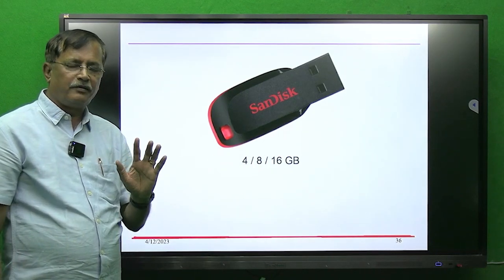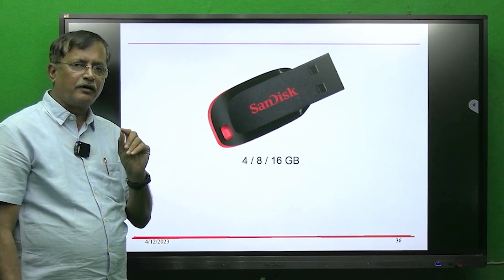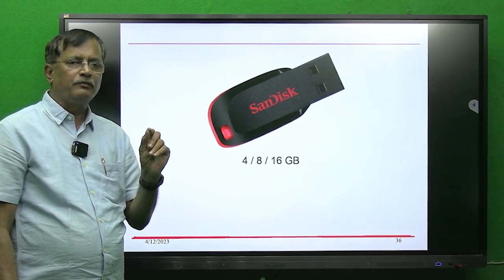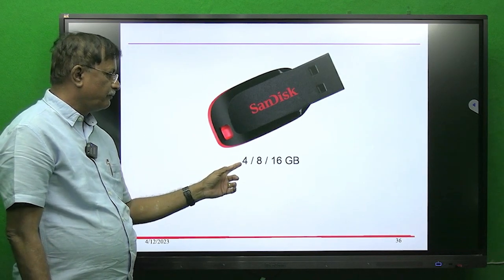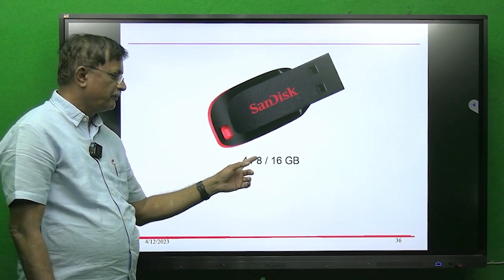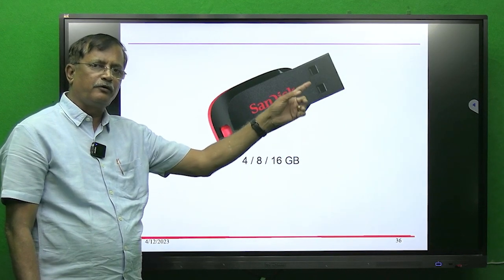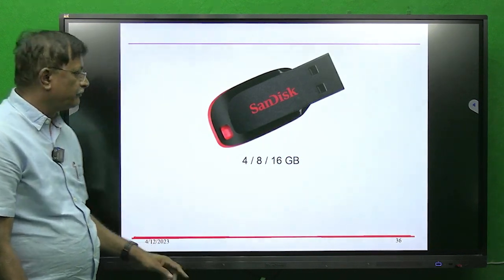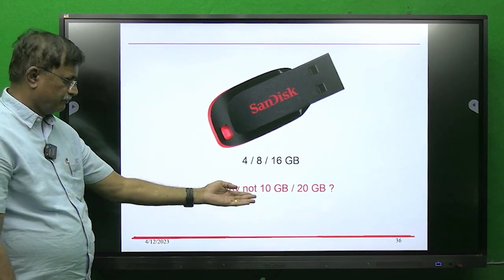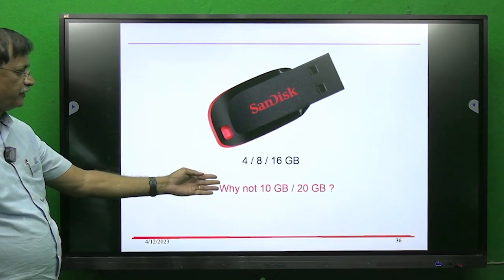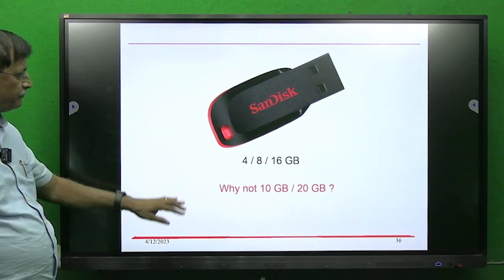You will not get a pen drive of 10 GB, 20 GB or in between. You will always get it in the power of 2 raised to n. So it will be 4, then 8, then 16, then 32, 64, 128, 256 and so on. You will not get a pen drive of 10 GB or 20 GB because it is not in the form of 2 raised to n.